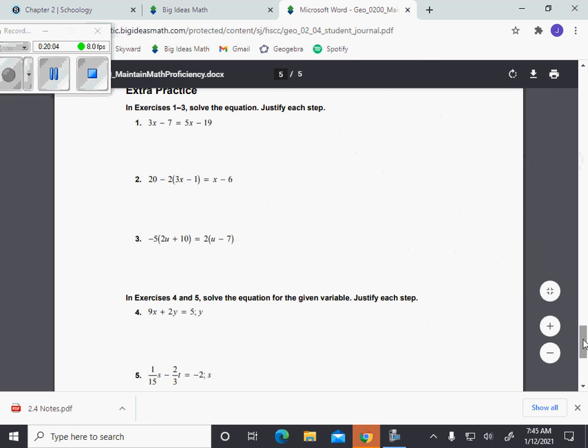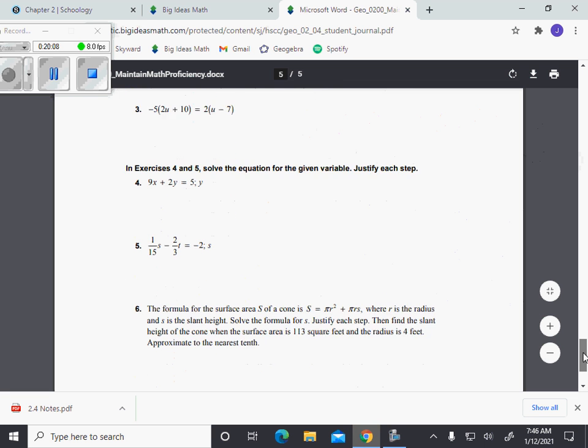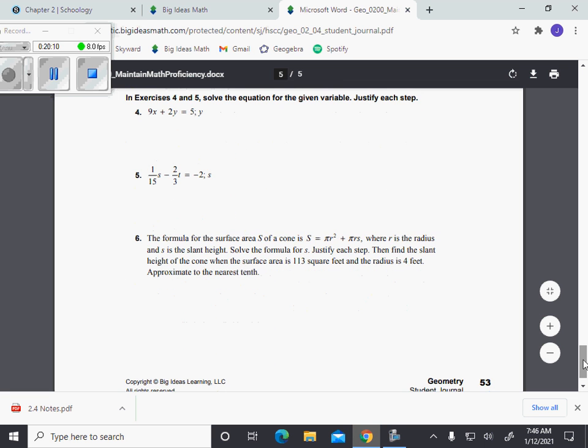Okay, so a lot of these are just solving for the equation or the variable, and then writing down the property. This next one says solve the equation for the given variable and justify each step. So we want to solve for, right here, it says y. It gives you that equation and it gives you the variable. We're solving for y. Okay, so we have, just to make more room, 9x plus 2y equals 5, and we want to solve for y.